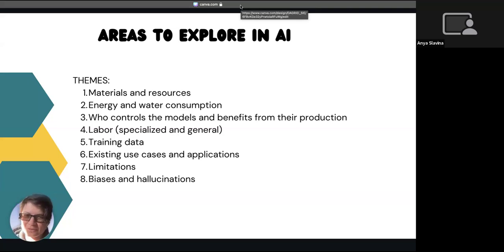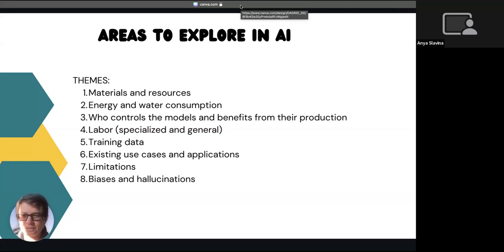Who controls the models and who benefits from their production? So you have really powerful tools that are really hard to make. Someone controls them and someone benefits from their existence. Some of those benefits might seem to accrue to the ultimate users of the models, but that's not really who they're for. So just kind of looking into who actually gets something out of these.